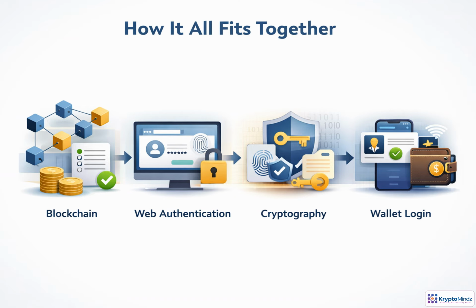Blockchain explains how shared records and transactions can create trust without one central owner. Web authentication brings in the practical need to identify users and control access. Cryptography connects the two, using keys and signatures to prove ownership. Wallet login then combines these pieces into a secure, passwordless flow.